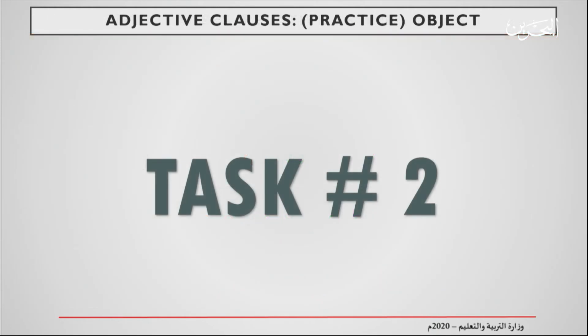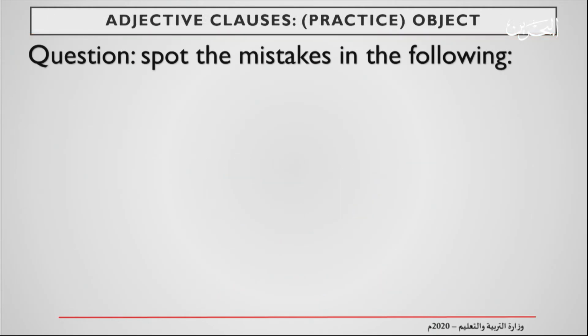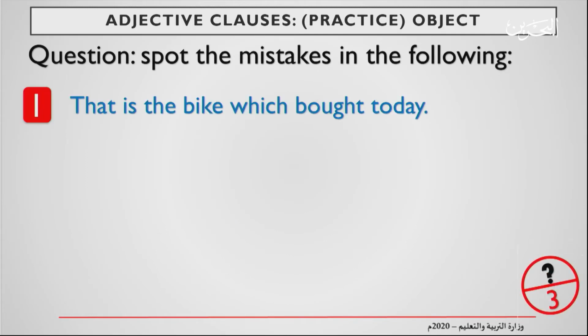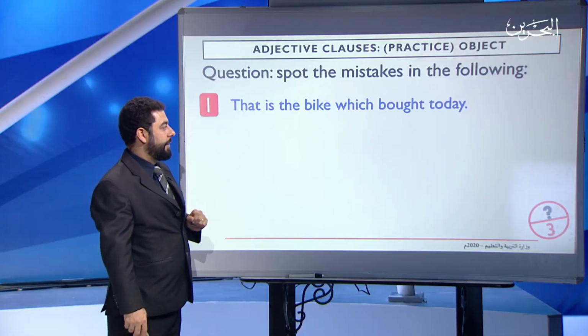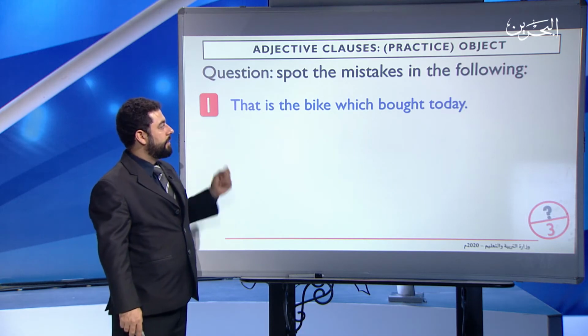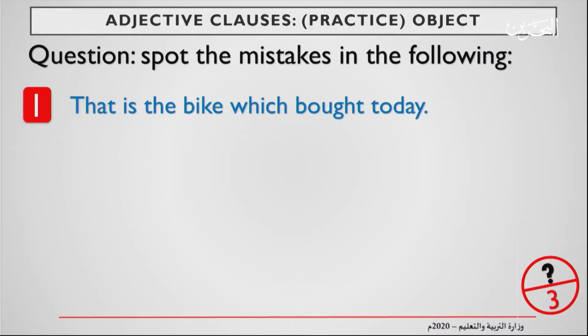All right. Let's have a quick task. Spot the mistakes in the following. And you have a mark of 3. Number 1, that is the bike which bought today. Okay? Find the exact spot to add something. All right. Have 5 seconds.